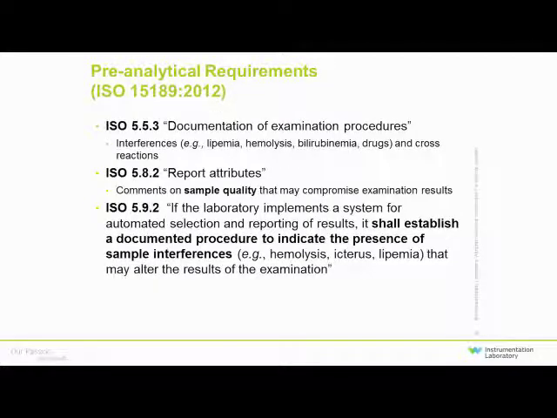So the specific ones related to what we're discussing today: ISO 5.5.3, which is documentation of examination procedures. So this would be documentation of interferences, HIL, drugs, or other cross reactions. There's ISO 5.8.2, which is report attributes, so that your report actually comments on sample quality that may compromise the examination result. And then ISO 5.9.2. So if the laboratory has a system for automated selection and reporting of results, that it has a documented procedure to indicate the presence of an interference. So anything that would alter that specimen and that result.